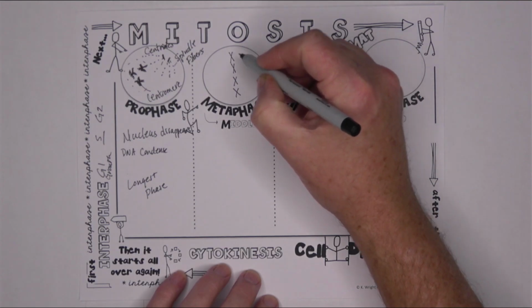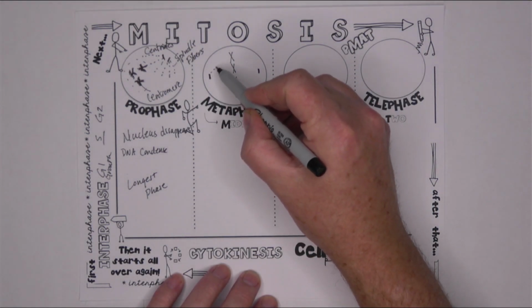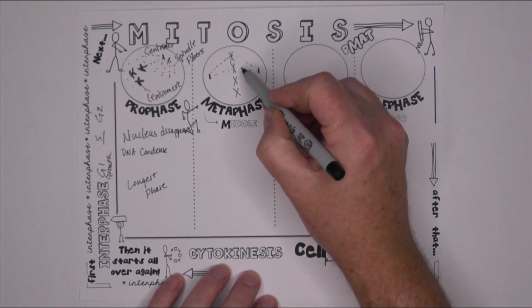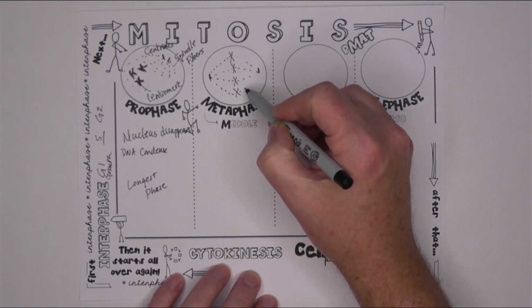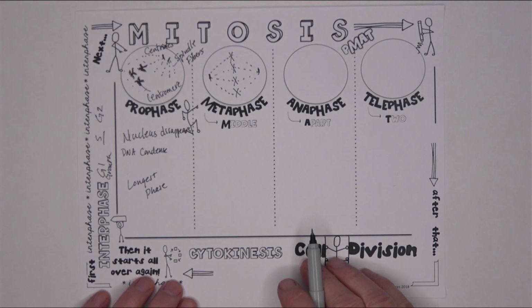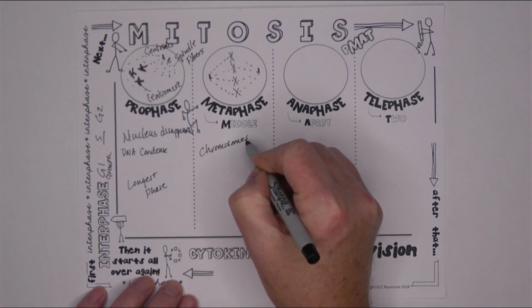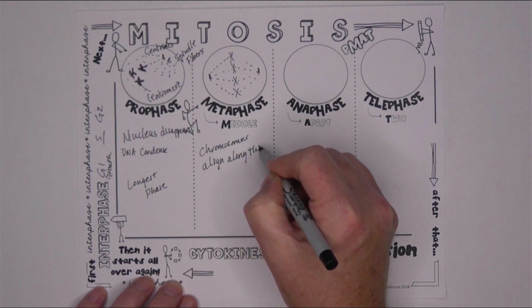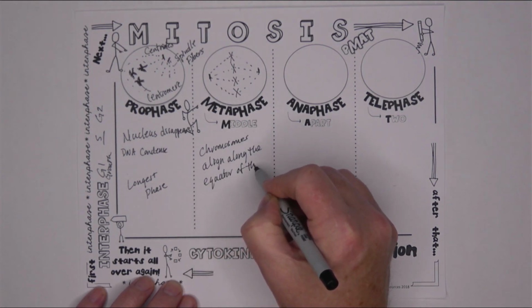And again, because this is an animal cell, I'm going to continue to draw that. And those spindle fibers, as they push them to the center, they all start lining up. The chromosomes start lining up on the equator of the cell. So the chromosomes align along the equator of the cell.